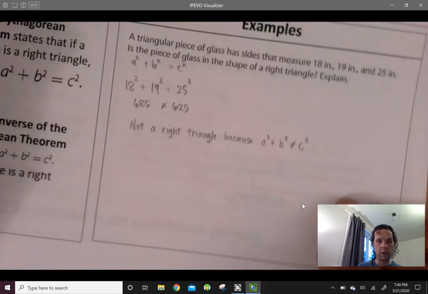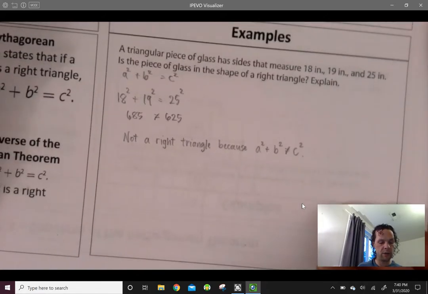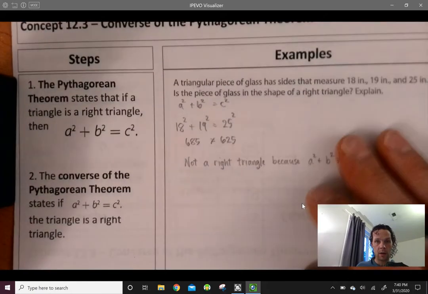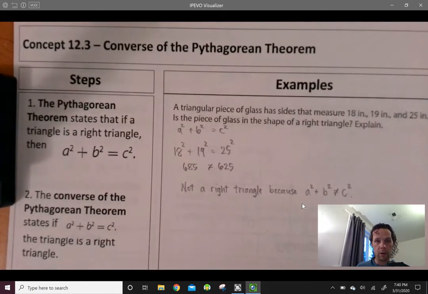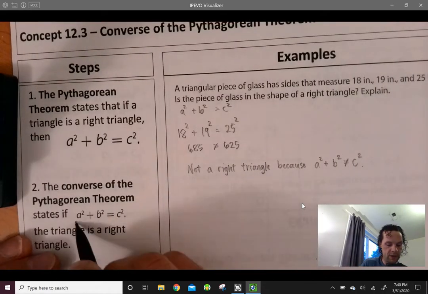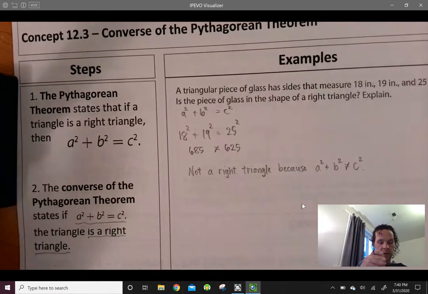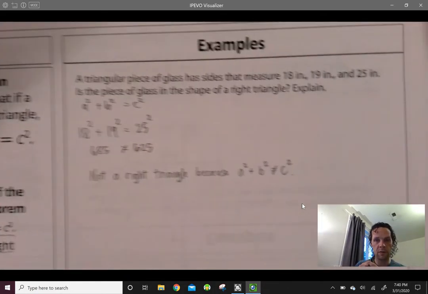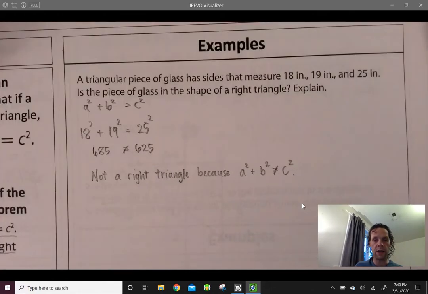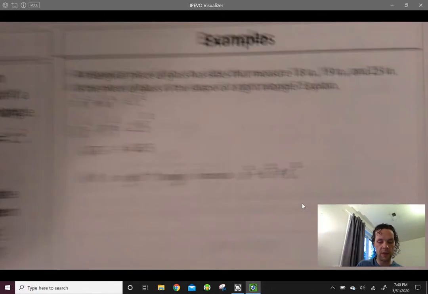One more, and then we're going to be done with these notes for the day, and you'll do a little bit of practice on your own if you want. All right, so concept 12.3, converse of the Pythagorean theorem. If this is true, it is a right triangle. One more time, converse just works the other direction. It's working the other direction with that same theory.